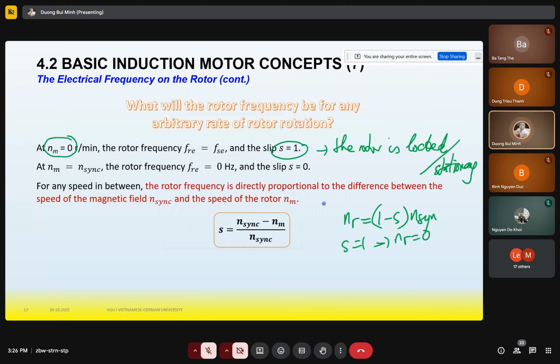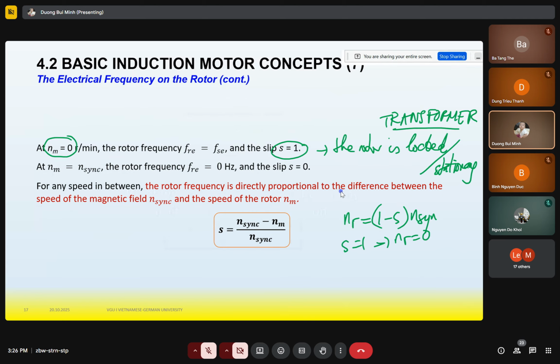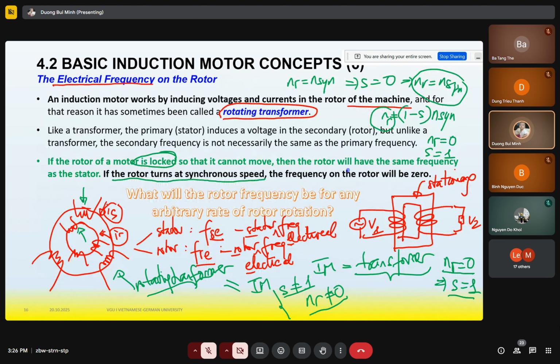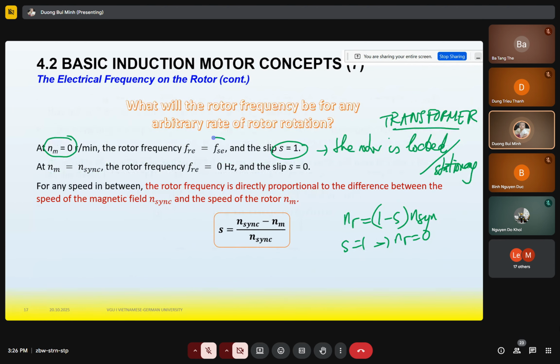So this becomes a transformer. For transformers, we have the same frequency between the primary side and the secondary side. If we come back to transformer theory, the frequency at the primary side equals the frequency at the secondary side. Here we say FSE, and for the rotor we have FRE. So if the induction motor becomes a transformer, FRE becomes FSE because we follow transformer theory.